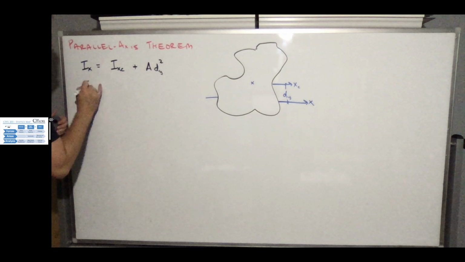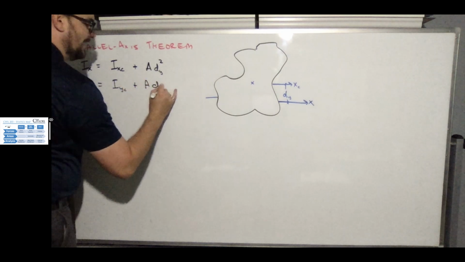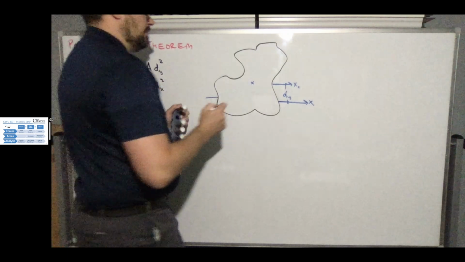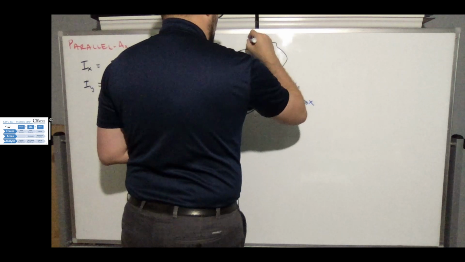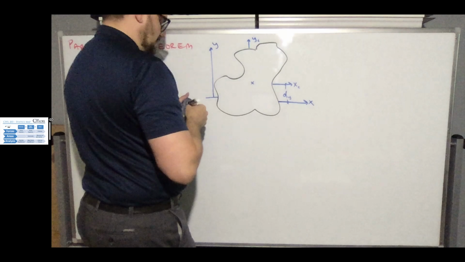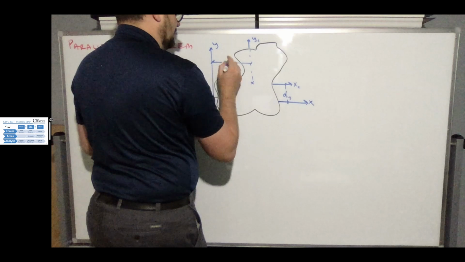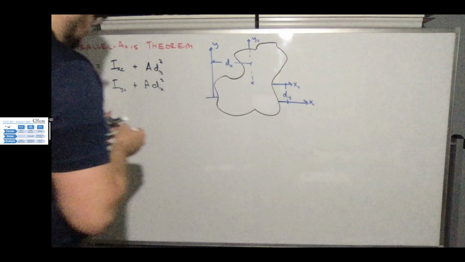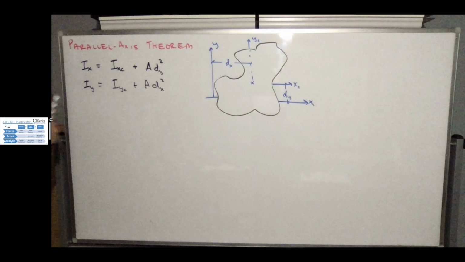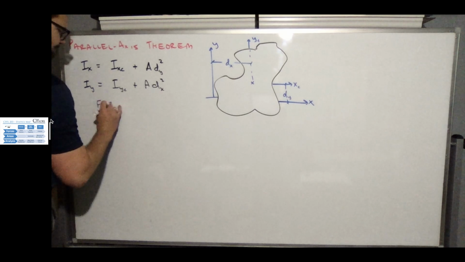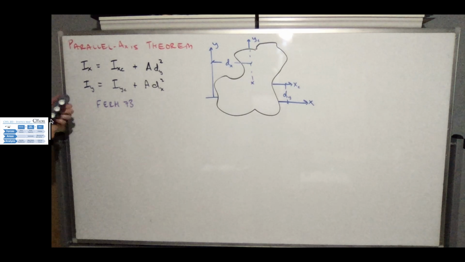There'll be a y component as well. Iy is equal to Iyc plus A dx squared, where we might have some arbitrary axis y, and then our centroidal axis yc, and the distance between these two would be d sub x. Total area, all should be good there. And this is in your FE reference handbook on page 73. All right, so that's what I've got going on there.